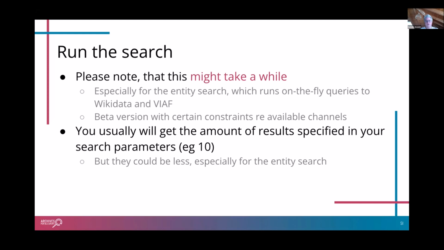As mentioned, you will usually get the amount of results that you have specified, but specifically in entity searches, you might also get less. So if you have specified 100, it might also be that you only get 20 results when doing an entity search, because the entity search is more specific. And we'll only return matches if we have found them accordingly.